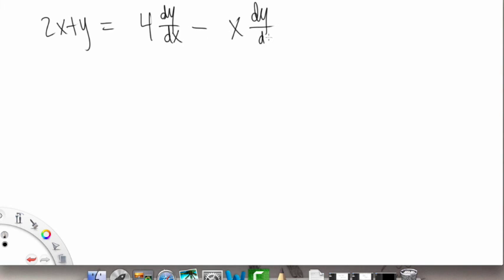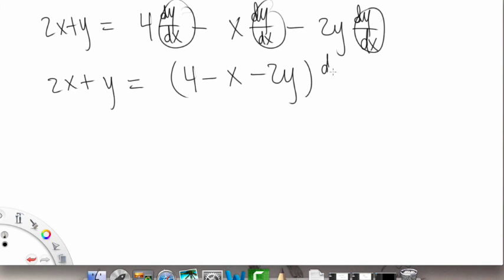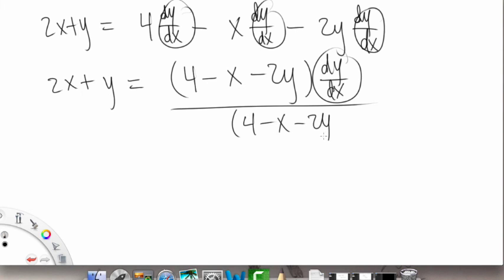Okay, so we have 2x plus y is equal to 4 dy/dx, and then minus x times dy/dx, and then minus 2y dy/dx. So at this point, we can just factor out this dy/dx from each of these terms. So let's see what we get. 2x plus y is equal to 4 minus x minus 2y, and then we have that dy/dx being factored out. Now to get dy/dx by itself, all we have to do is divide by 4 minus x minus 2y on both sides.